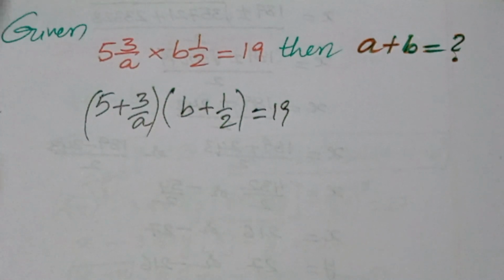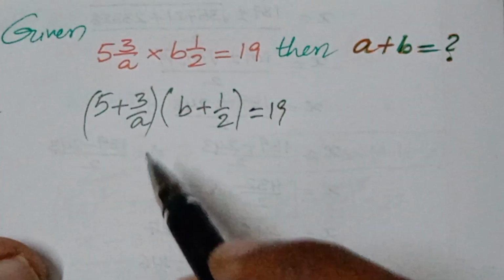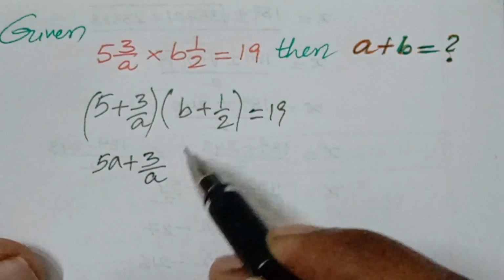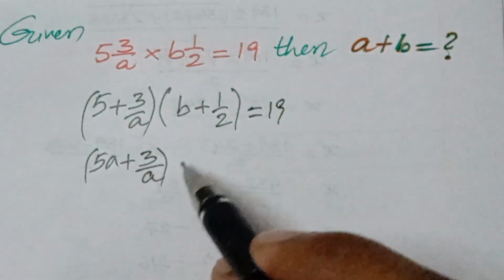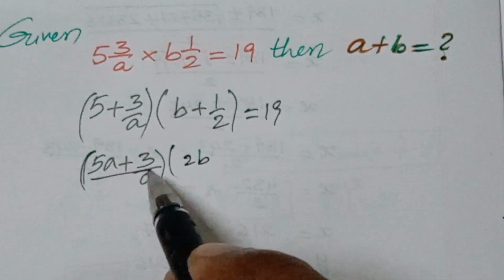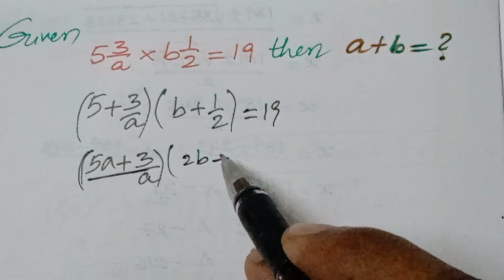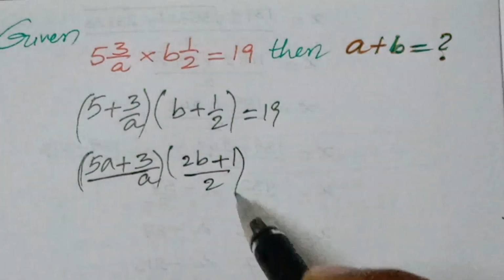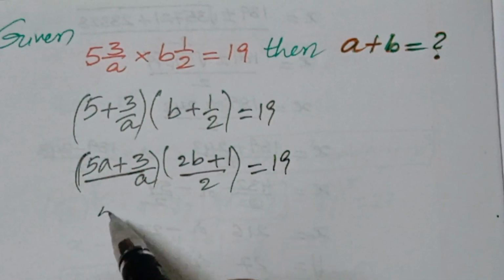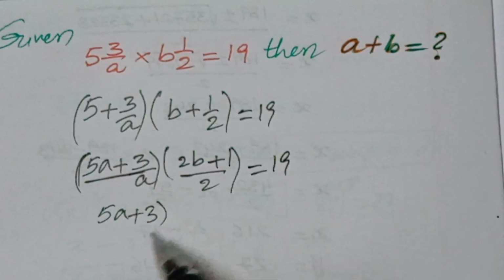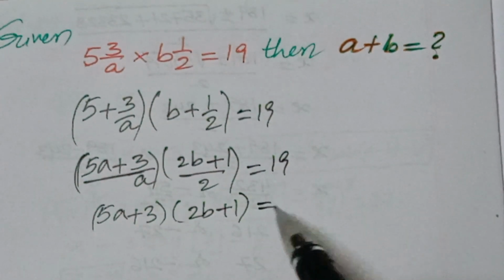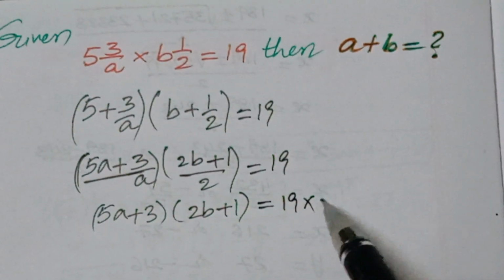So here we are writing it in two parts. (5a + 3)/a into (2b + 1)/2 is equal to 19. Taking LCM, so here (5a + 3) into (2b + 1) is equal to 19 into 2a.